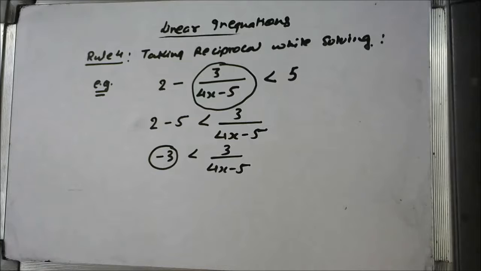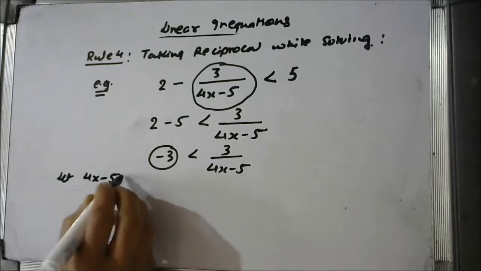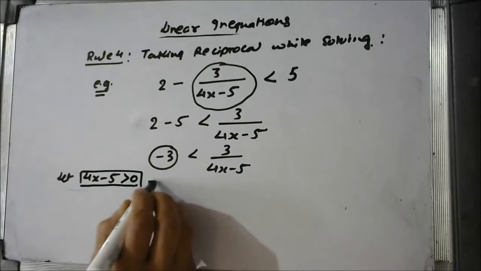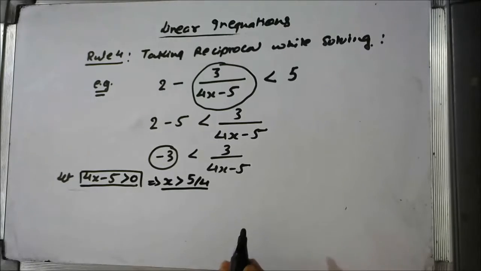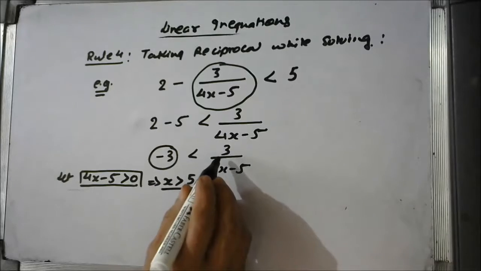Now, left side is certain that it is a negative number. Right side, I have a bit of dilemma. Now, 4x minus 5 can be positive as well as a negative quantity. Then first I will assume that 4x minus 5 is a positive quantity, which implies x is greater than 5 by 4. Now, with this assumption, if I take the reciprocal on both the sides, the sign of inequality should remain unchanged.